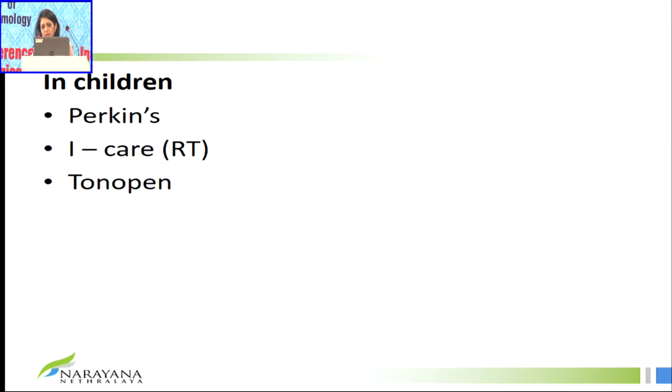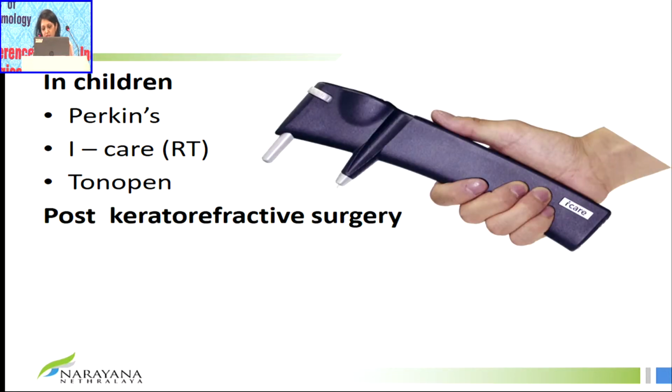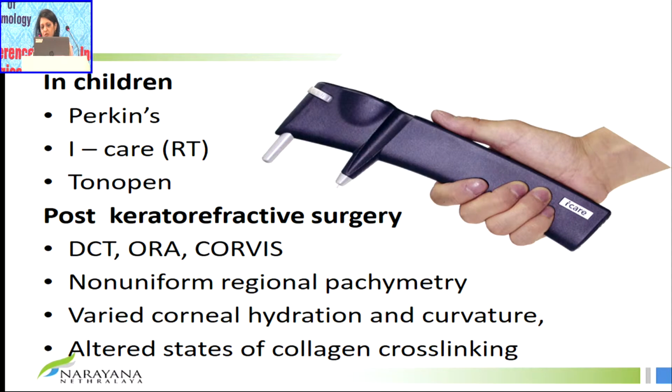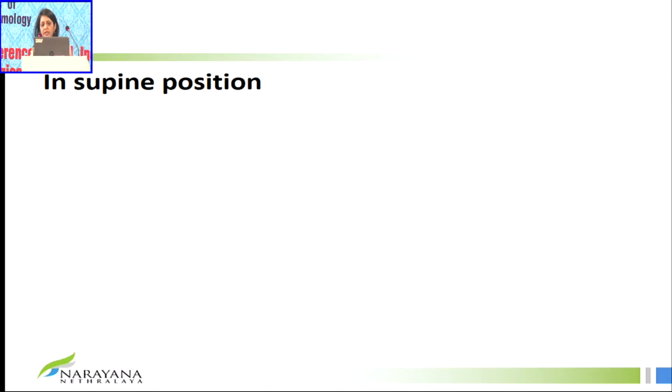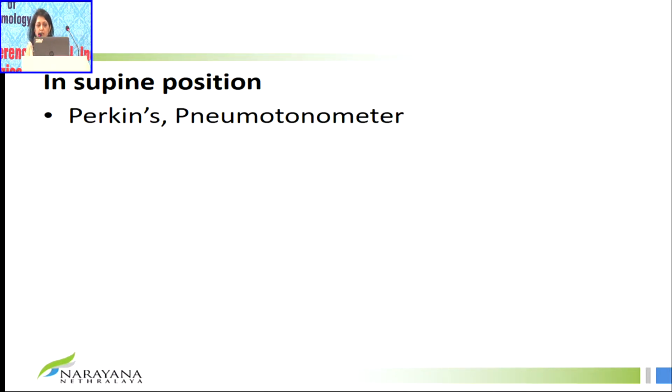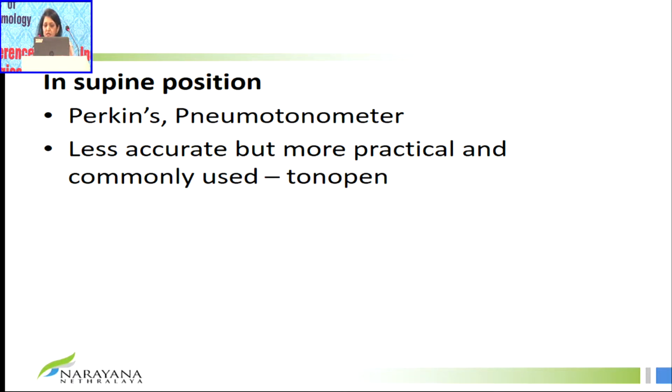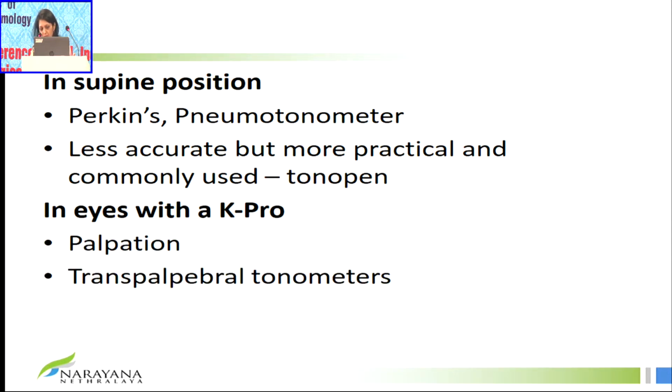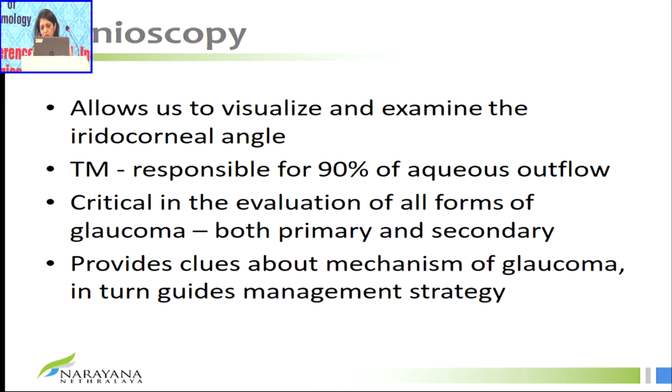In children, in an older child, you can use Perkins. In younger children, the iCare, which works on the principle of rebound tonometry, or the Tonopen, is useful. Post-keratorefractive surgery, the DCT, ORA, or the Corvis would be useful. In a supine position, Perkins, pneumotonometer. Less accurate but more practical to use would be the Tonopen. In an eye which has a K-Pro, you could not use any of these instruments, and that's when you would either use palpation or a transpalpebral tonometer.